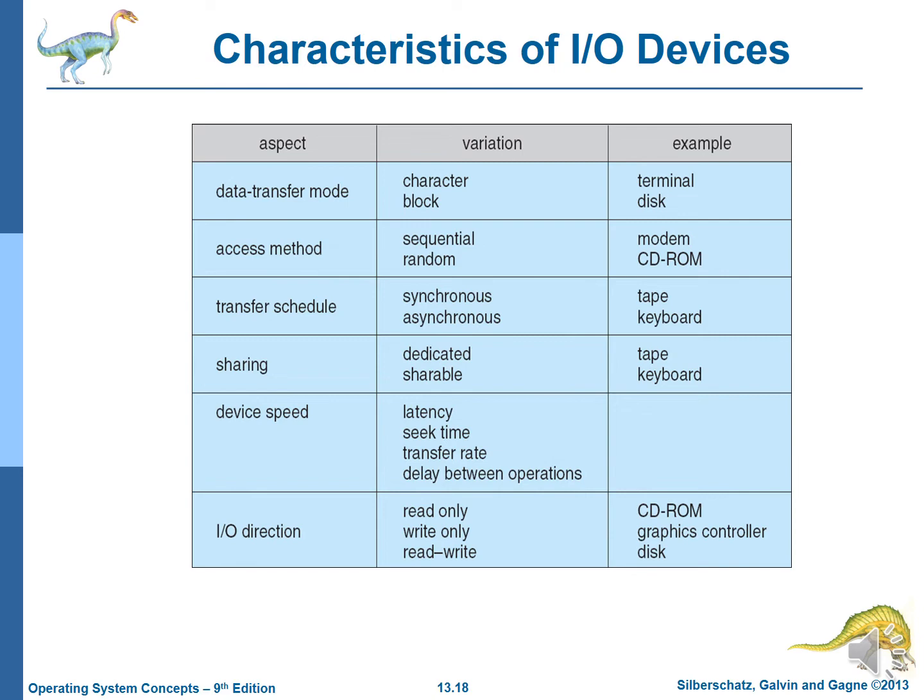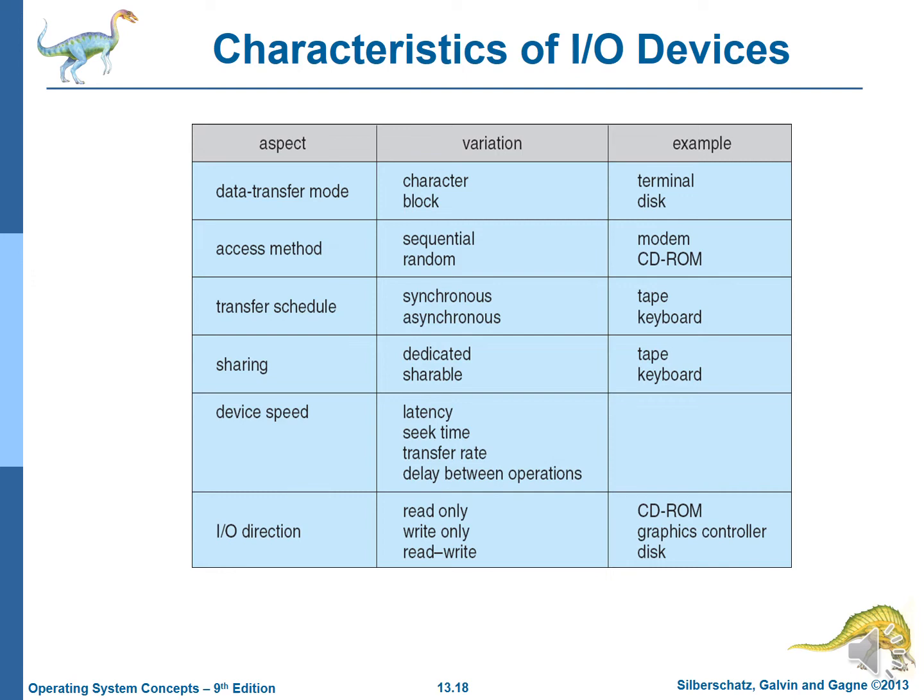Aspects and variation: data transfer mode, character mode or block mode, such as terminal and disk. Access method, sequential or random. For example, a modern CD-ROM transfer mode will be asynchronous. Tape and keyboard, sharing, dedicated, shareable. Device speed, latency, seek time.